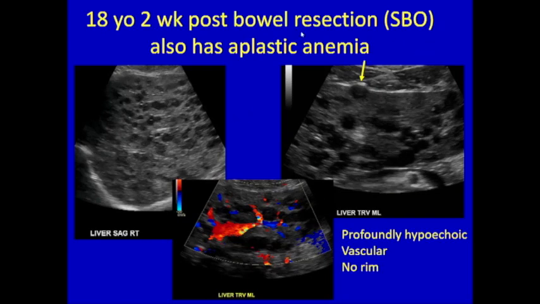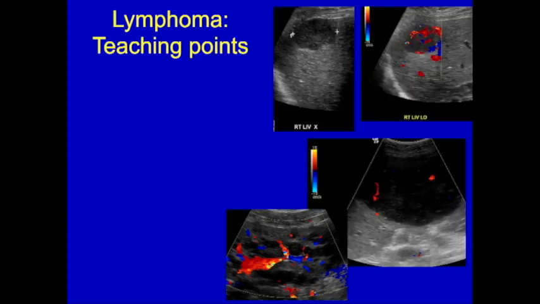And the last thing is a cyst look-alike. This patient had an SBO, has aplastic anemia. These look like they could be cysts, but they really don't have a wall. And they do have a little bit of vascularity in them, some of them. And they don't have a rim, as I said. So cyst look-alike. Always turn on the color.